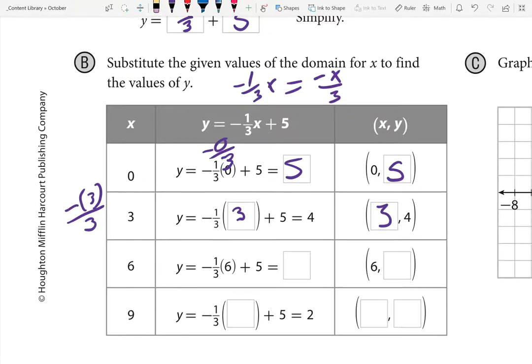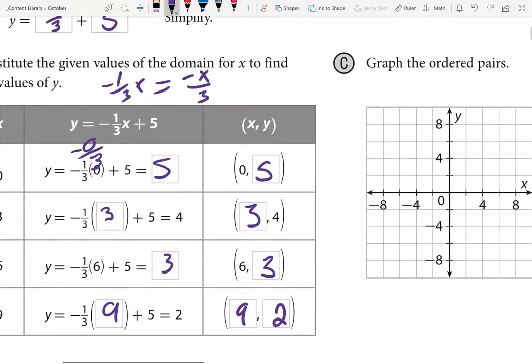If you plug in 6, -6 divided by 3, again, this is the same thing as this. I'm just writing it over here because this makes more sense. -6 divided by 3 is -2. So this whole thing is -2, and -2 plus 5 is +3. So we got an output of 3. And then when you plug in 9, -9 divided by 3 is -3. -3 plus 5 is 2. So when you plug in 9, you get an output of 2.